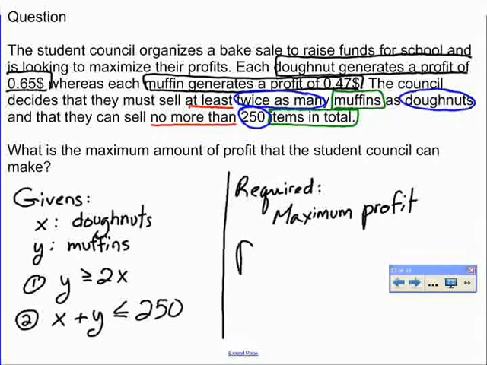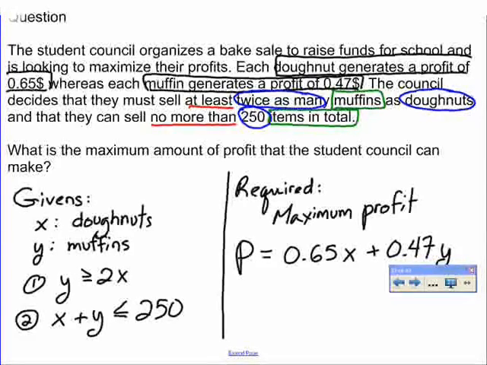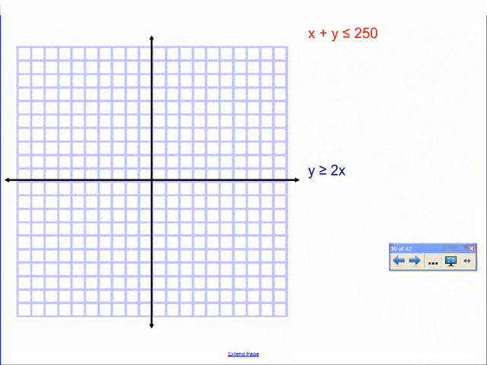So our profit P is going to be equal to 65 cents for every donut plus 47 cents, so 0.47, for every muffin. And now you have your inequality equations, and you also have your profit equation, which ends up being your optimizing function. So now is the part of the problem where we need to put up some additional information.